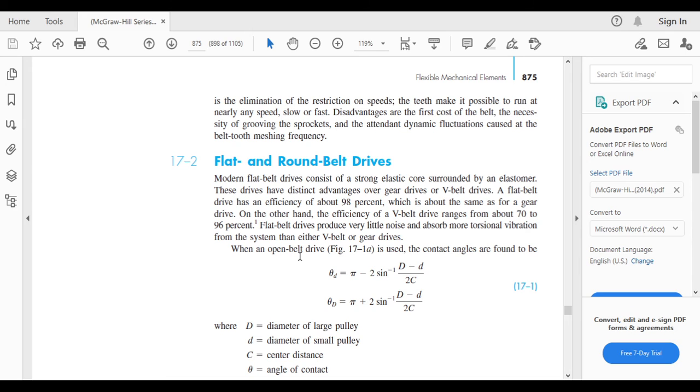Of course, the cost is obvious when the time comes that you have to change your timing belt. You have to spend some money. It is necessary to spend that money to change the timing belt. Then there is the necessity of grooving of the sprocket. If the time comes, the sprocket has to be changed because of wear and tear. You have to change the sprocket, and there is attendant dynamic fluctuation.